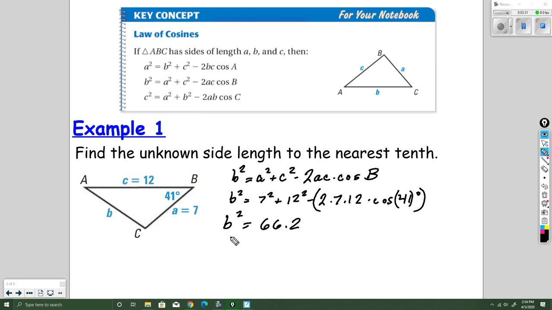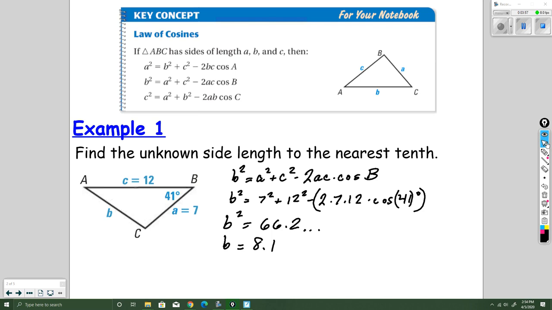Then we take the square root. I really mean 66.2 and I'm just going to write a dot, dot, dot, because I'm using the exact answer that the calculator gives to find b. So we're going to take the square root and then only round the answer to the nearest tenth. I'm not rounding those intermediate answers to the nearest tenth, just the final answer here. So we get 8.1.